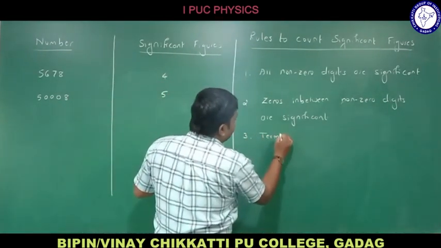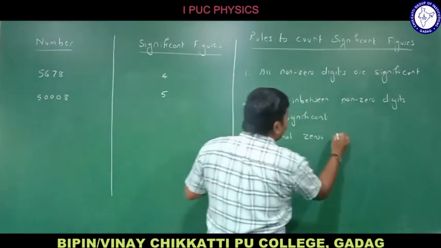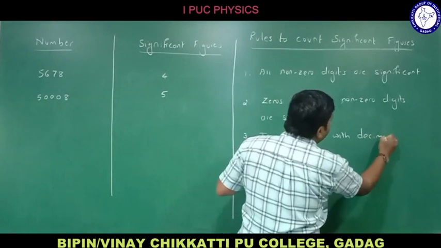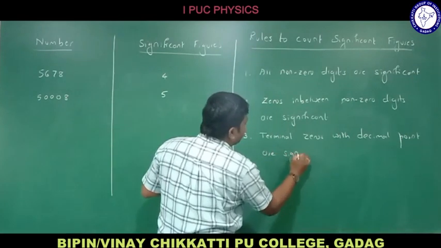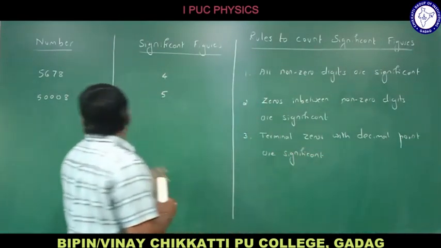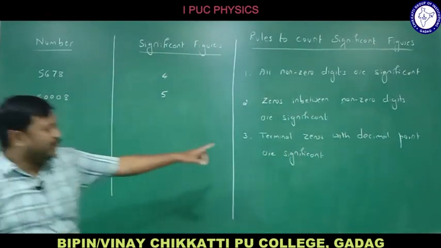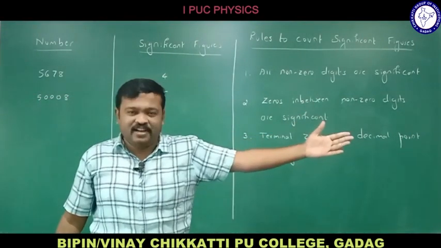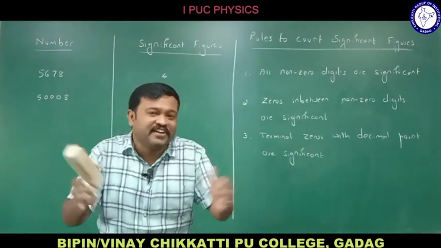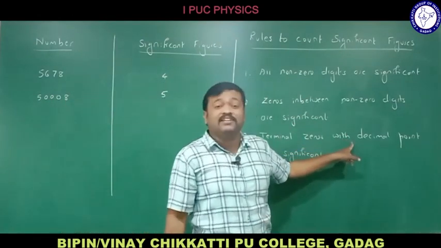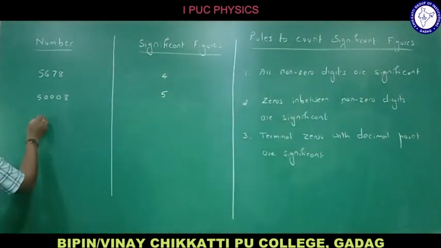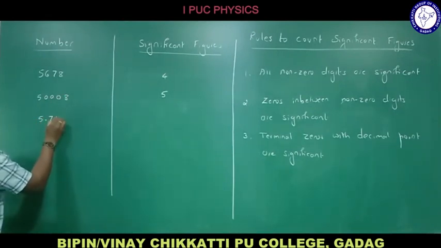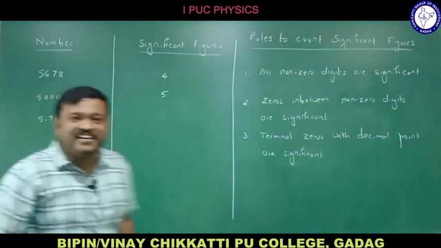Now let me take terminal zeros. Terminal zeros with a decimal point are significant. I told you about the middle zeros. Now I'm speaking about terminal zeros, meaning ending zeros. When will terminal zeros become significant? Terminal zeros will become significant if the number has a decimal point. For example, if I take 5.700.